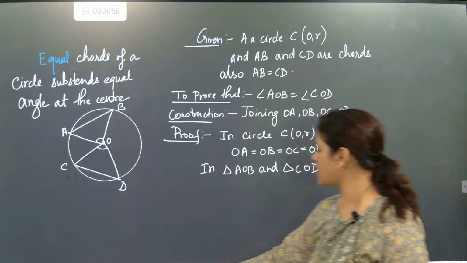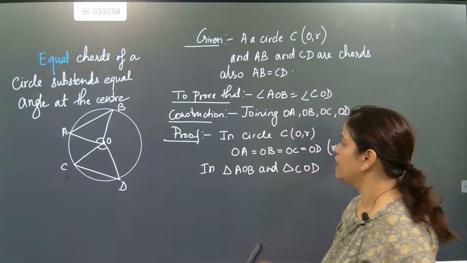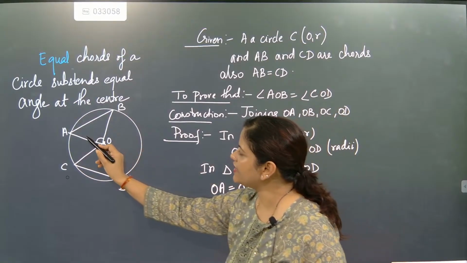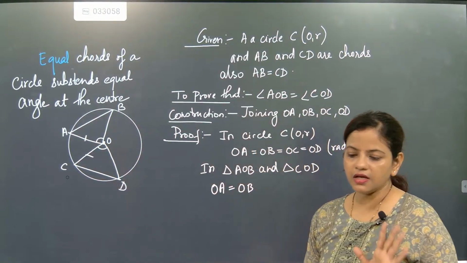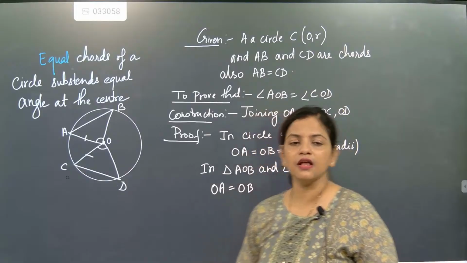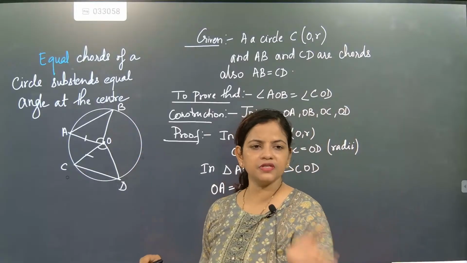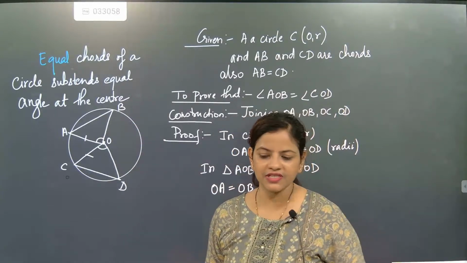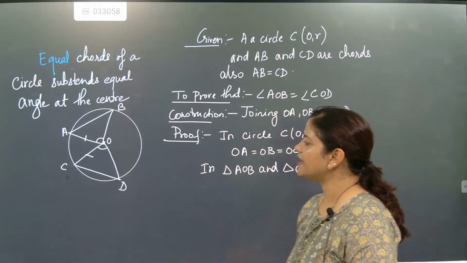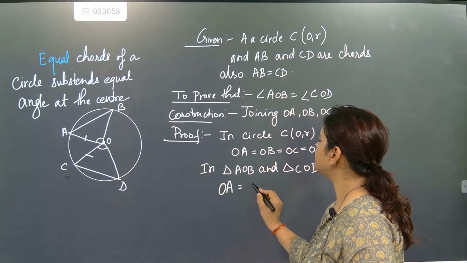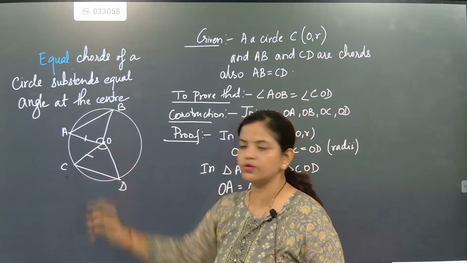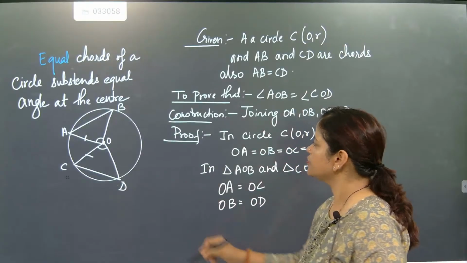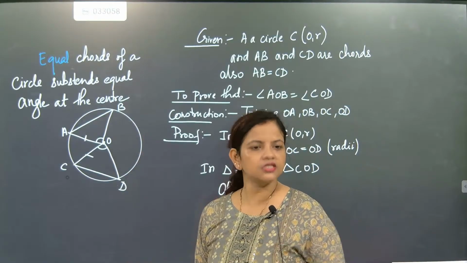In this section, what is the first thing you are going to do? You will say that OA is equal to OB. Can we take this side equal to this side? Yes, we can take it because all are radii. So 100% OA will be equal to OB, equal to OC, equal to OD. So we can say OA is equal to OC, and also OB is equal to OD. So these two sides are coming equal.